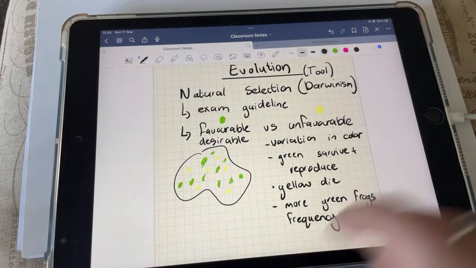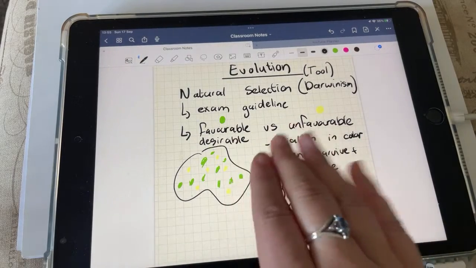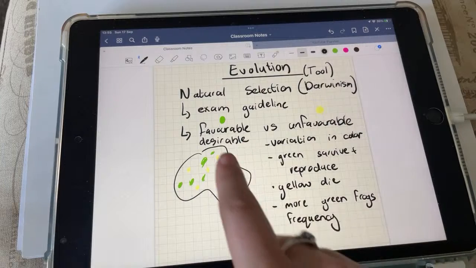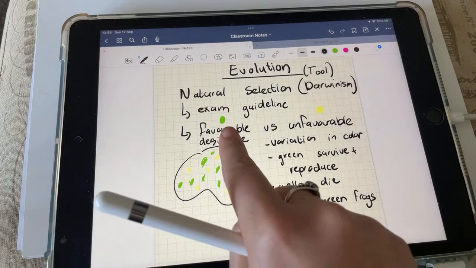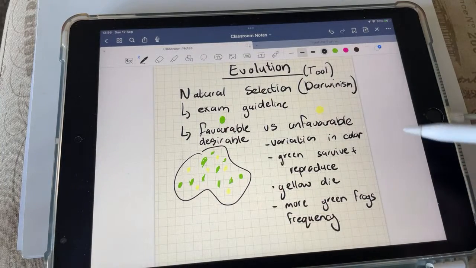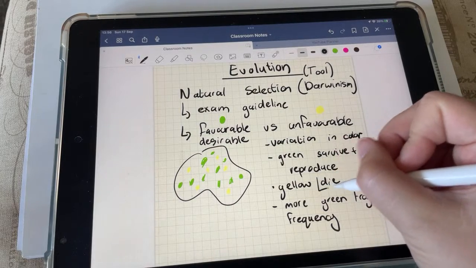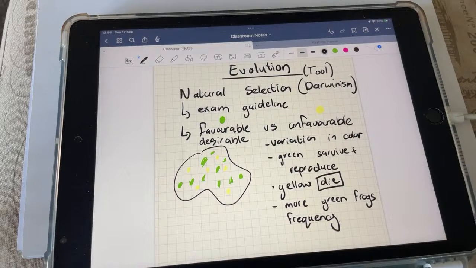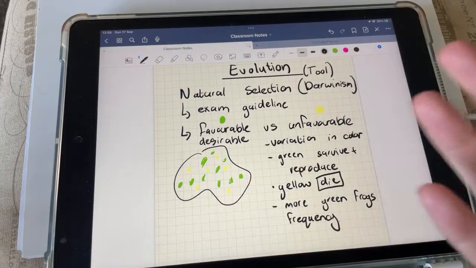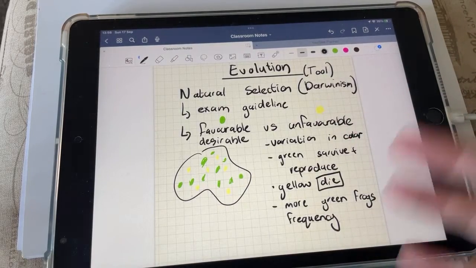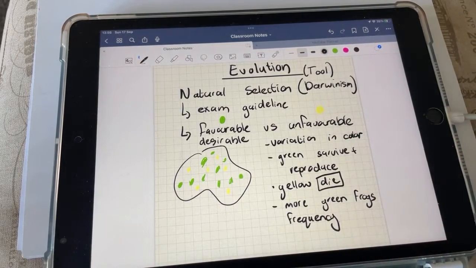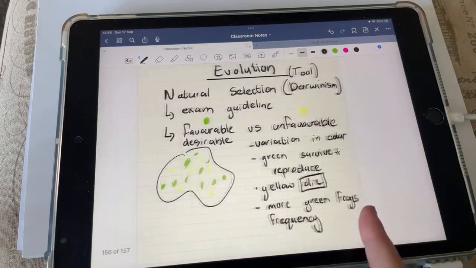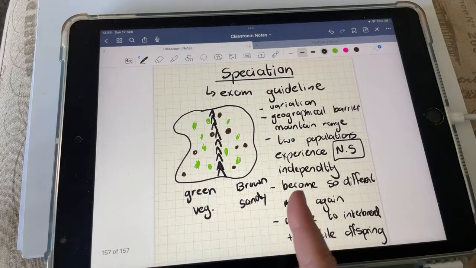I would not let them reproduce. So artificial selection is exactly the same explanation, except you use the word desirable instead of favorable. And instead of saying letting them die, you just wouldn't let the undesirable ones reproduce. So there's nothing wrong with the undesirable ones in terms of their health. They just don't make enough milk. So you don't want them to continue reproducing. Okay. So we've got evolution, speciation.